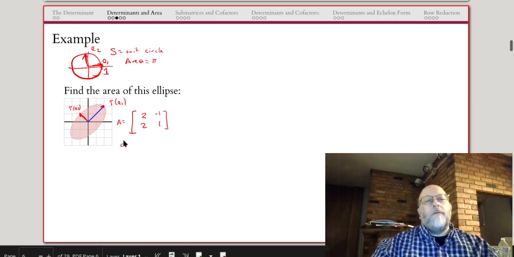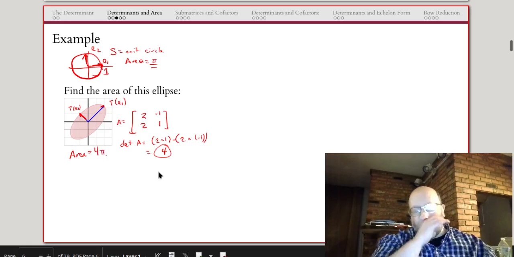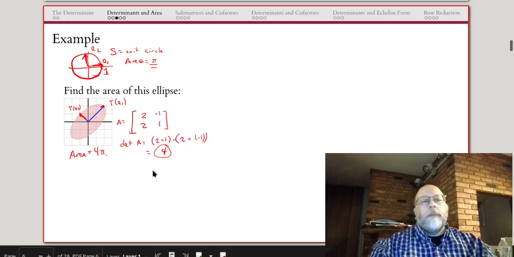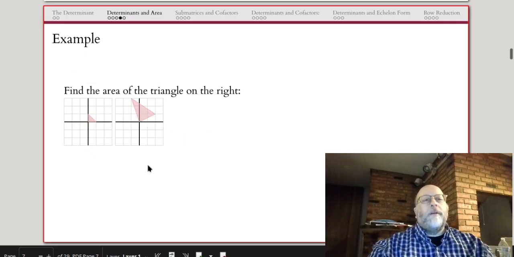And the determinant of this matrix is 2 times 1 minus 2 times negative 1, which is 4. And so the transformation makes the area 4 times bigger. So starting with an area of pi, this has an area of 4 pi. We'll try a couple more of these examples and then we'll move on to something else.